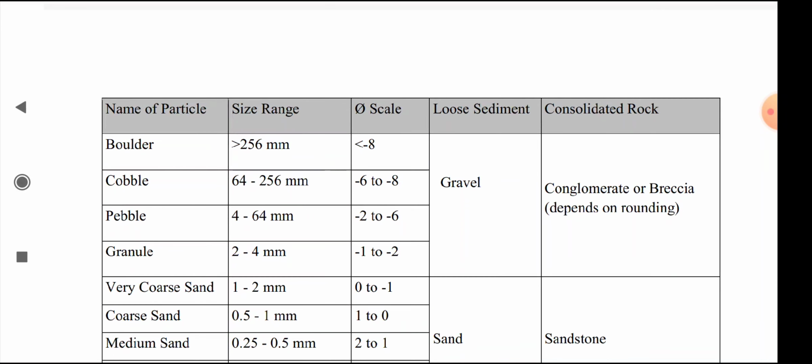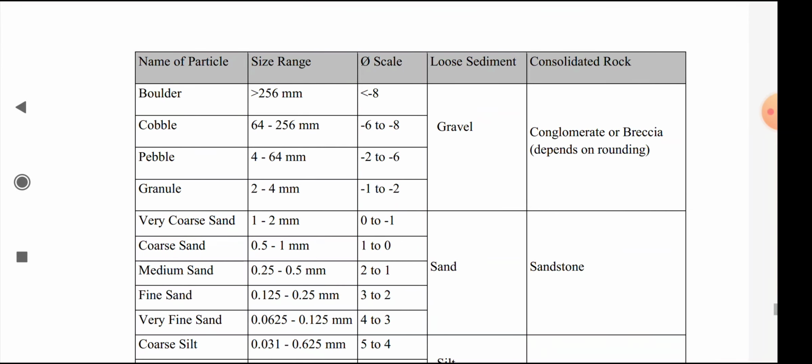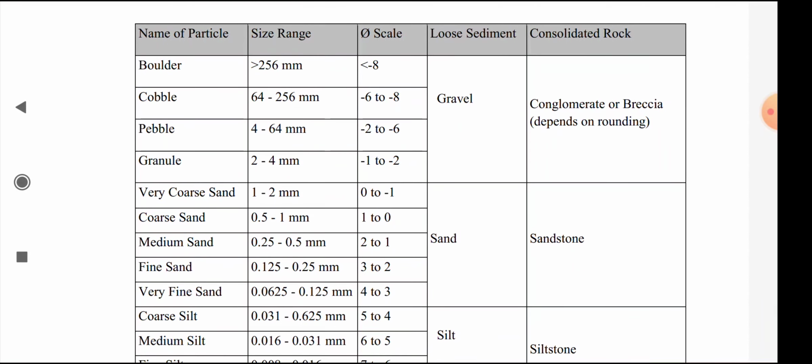So here is a figure of some particles with their size ranges. So you can see here the name of particles, size range, and the scale of loose sediment and consolidated rock.